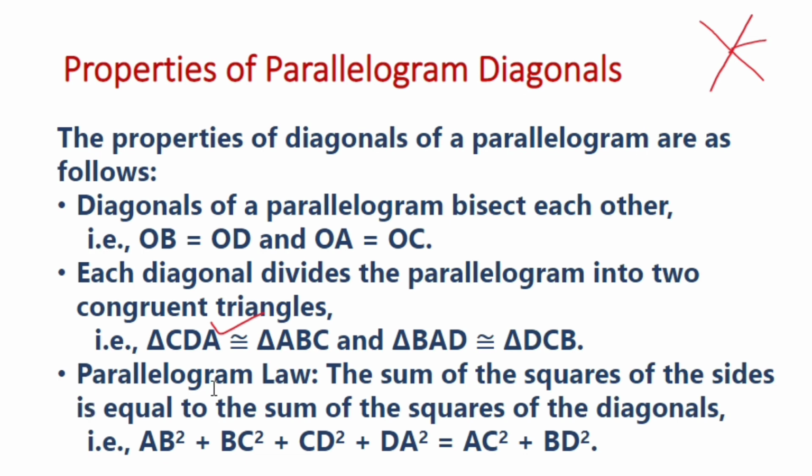Now, the parallelogram law: the sum of the squares of the sides is equal to the sum of the squares of the diagonals. You will also see in 9th class how to prove it. AB squared plus BC squared plus CD squared plus DA squared equals AC squared plus BD squared, right?